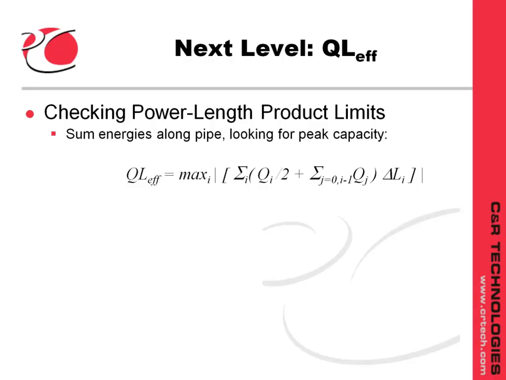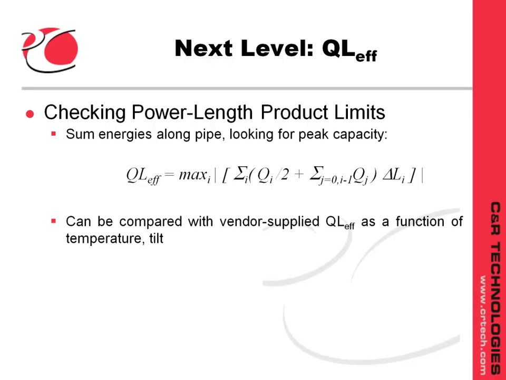Instead, these tools integrate the QL product along the length of the pipe so that there can be multiple evaporator or condenser sections. The total QL product is reported back to the user as a CINDFluent register so that they can compare with a vendor-provided number to see how close the heat pipe is coming to its limits.